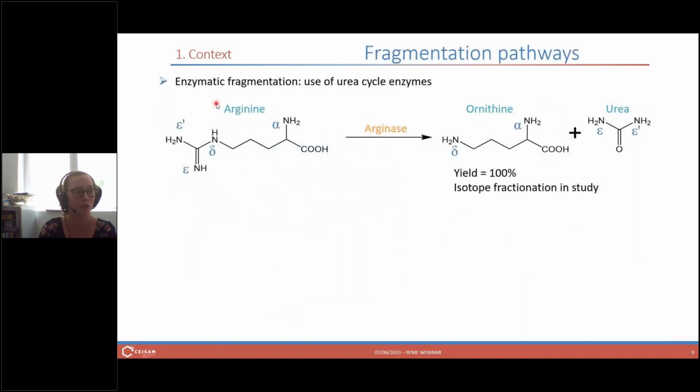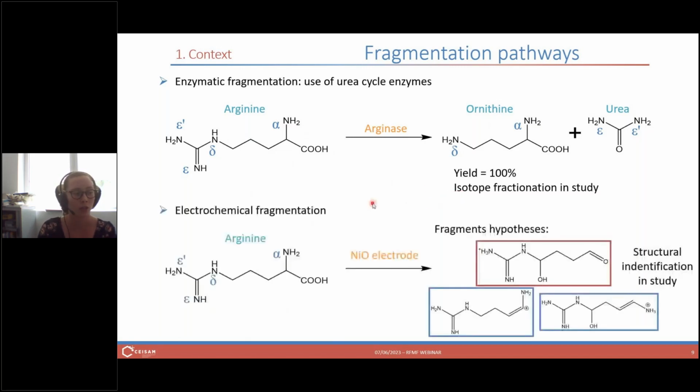We chose two different ways. The first one is enzymatic fragmentation. For example, if we use the enzyme arginase, we can convert arginine into ornithine and urea. So we are able to separate the alpha and delta nitrogen from the epsilon and epsilon prime nitrogen. The yield of this reaction is 100%, and we are still studying the isotope fractionation which occurred in this reaction.